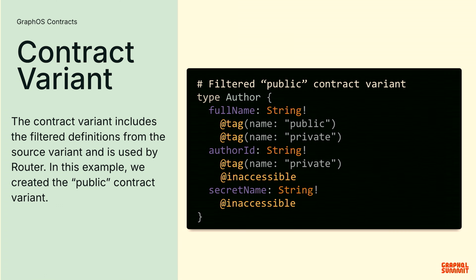So once our contract variant schema is created using that include rule that we just used, our contract supergraph is now composed and filtered to only include the public tag. Now, surprisingly, you'll notice that the fields author ID and secret name are still defined, even though they don't have that public tag that we asked to include.